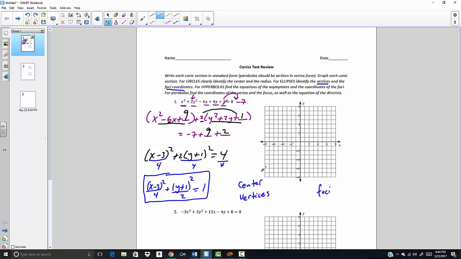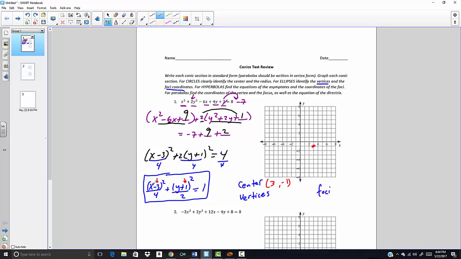Okay, so let's do the center first. Let's do this in red, I guess. So the center is just a coordinate, and we look at the x, and we're going to switch these numbers here and here for the center. So this will be 3 for the x, and this will be negative 1 for the y. So 3, negative 1 is the center of this ellipse.